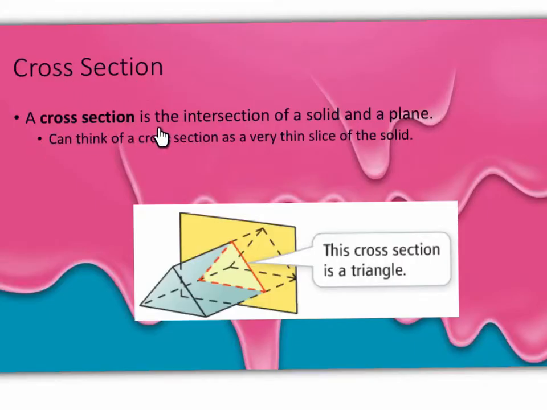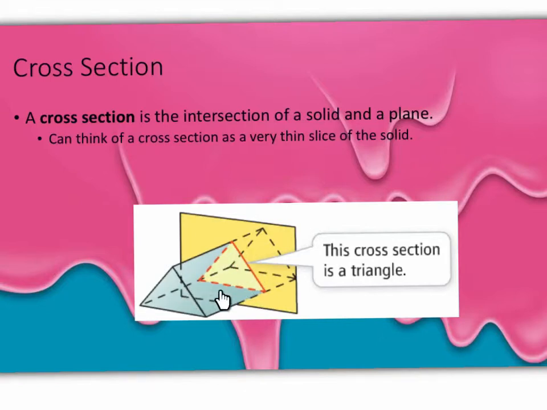Cross-section. A cross-section is the intersection of a solid and a plane. So a solid is a polyhedron or three-dimensional shape, and a plane is kind of like a piece of paper or something that cuts it in half. Can you think of a cross-section as a very thin slice of the solid? So if you could slice a piece of solid, what would the cross-section be?